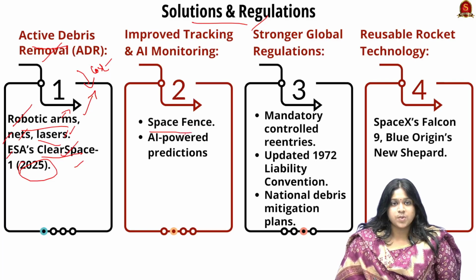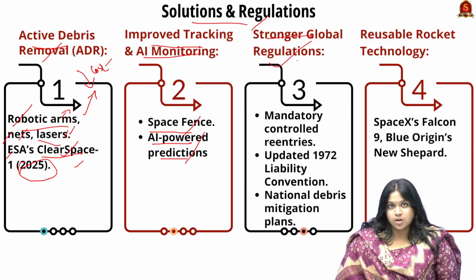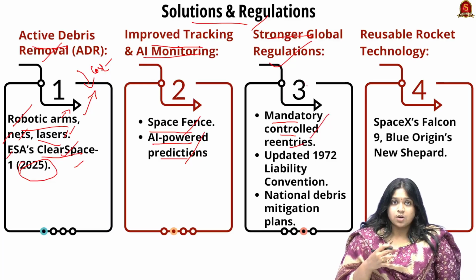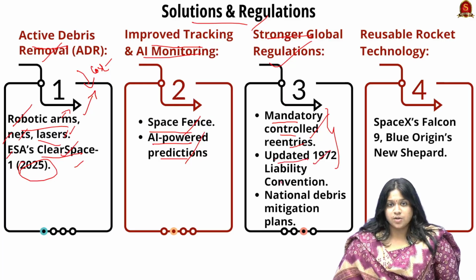Next is having a space fence and AI-powered predictions, so we can include AI monitoring and have improved tracking. Next is having stronger global regulations, with mandatory controlled re-entries. We should also have conversation and communication with different global regulators and different countries to have an aligned plan. Next is updating the 1972 Liability Convention.